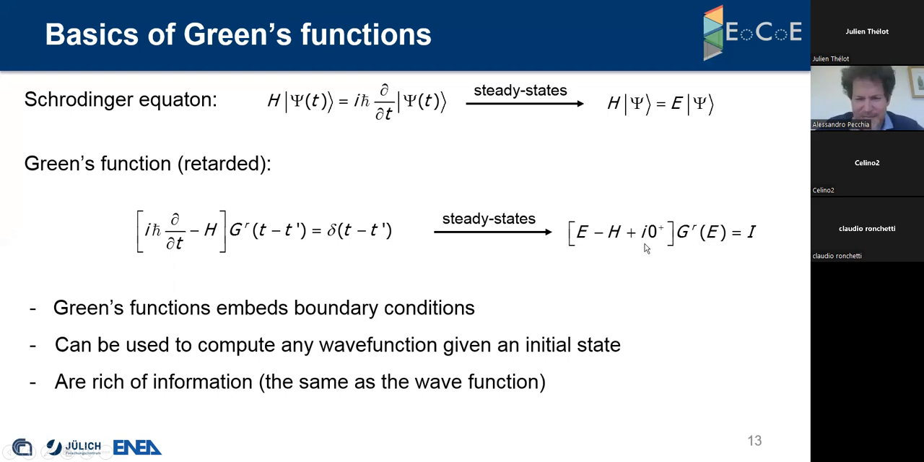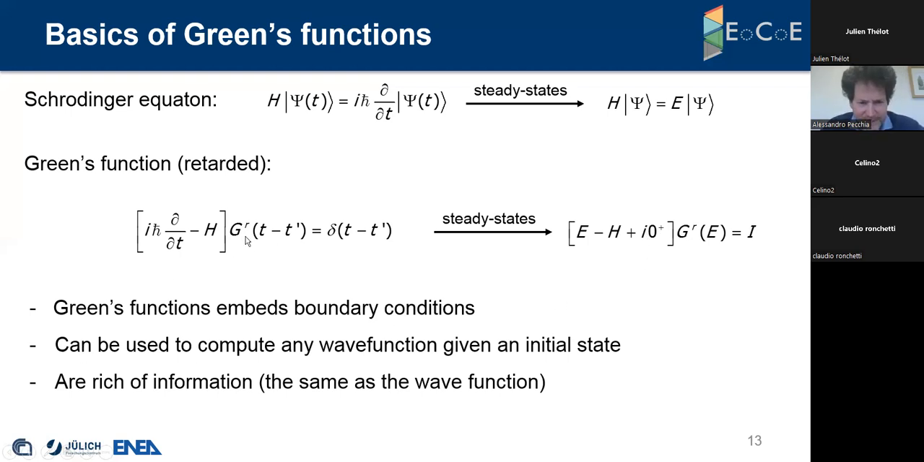We are working all the time in the complex plane. So we are working always with complex mathematics and complex objects. This G retarded basically becomes a complex matrix. And energy itself, okay, wherever you stay on the real axis, it's the real energy, but you can go around in the complex plane. And that's very useful for calculations. And the delta in Fourier space becomes one if you have just one number. If you have many states, it becomes the identity matrix. And also G is a matrix.